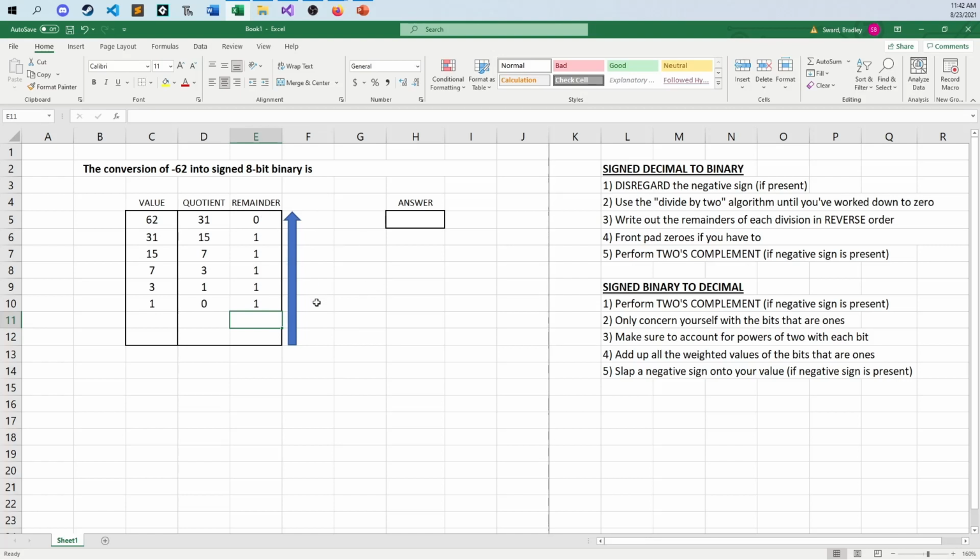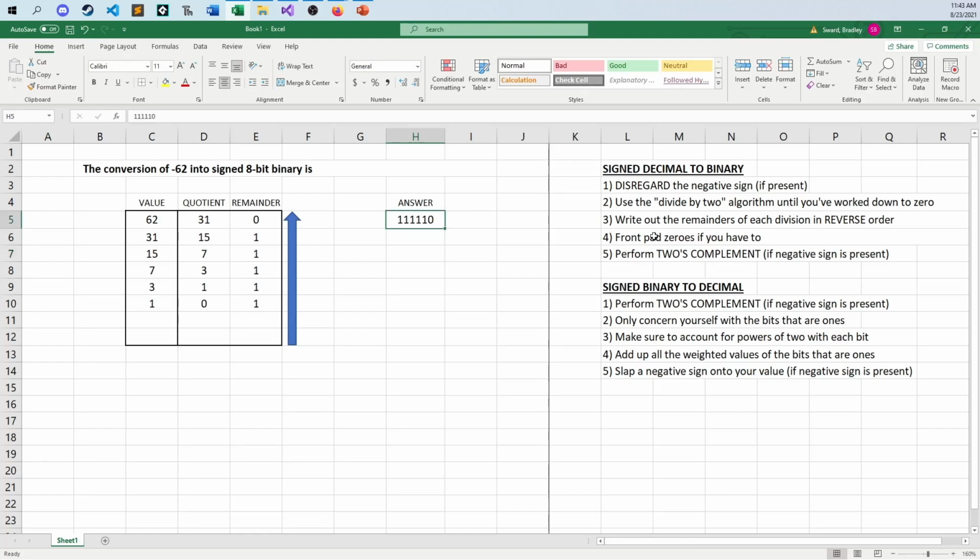And now we write out the remainders of each division in reverse order. So we start from here. We go 1, 2, 3, 4, 5, 0. So 5 ones and then a 0. And I know that's the case because if you go back, this would be 63 if everything was a 1. So with this gone, it's a 62.